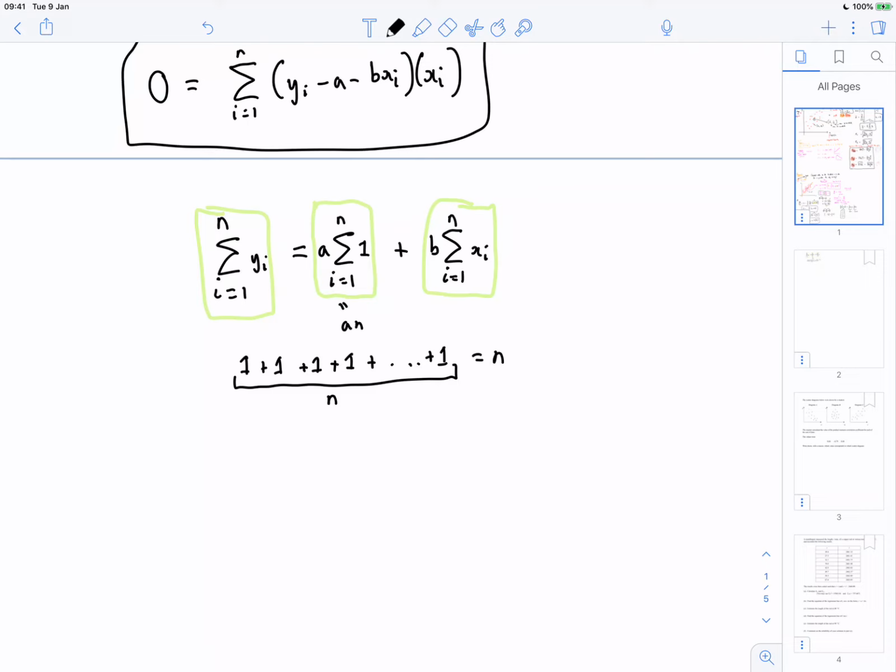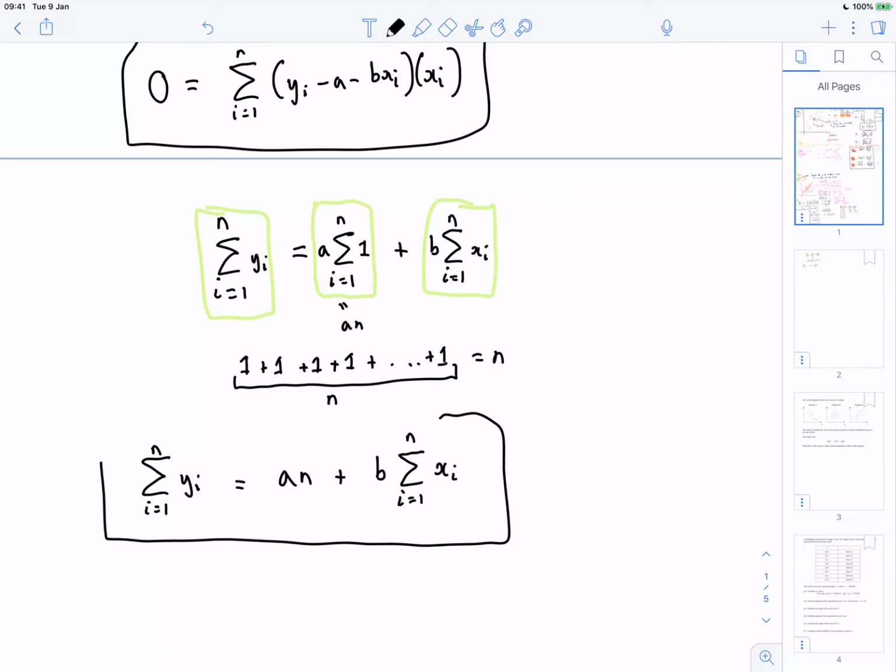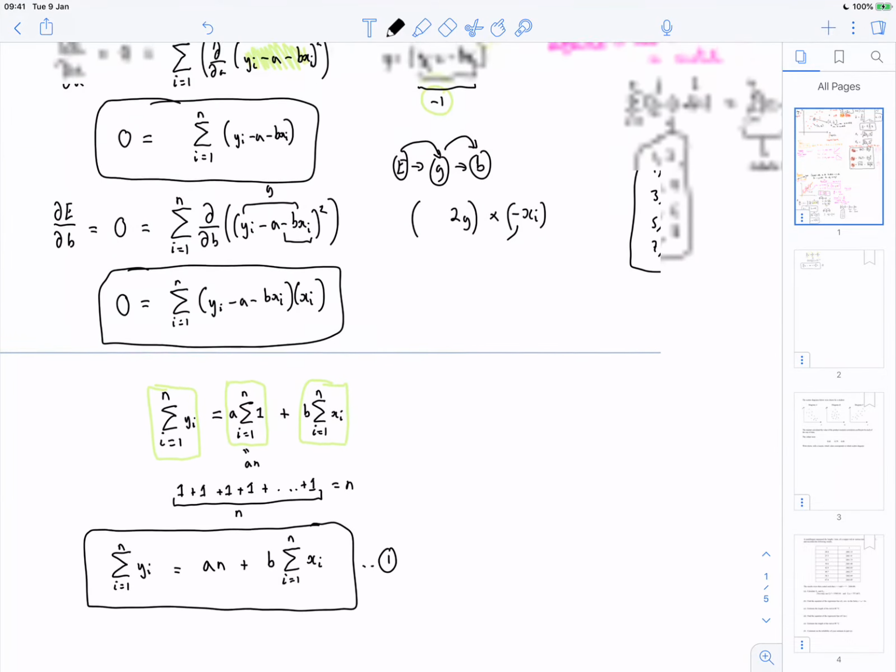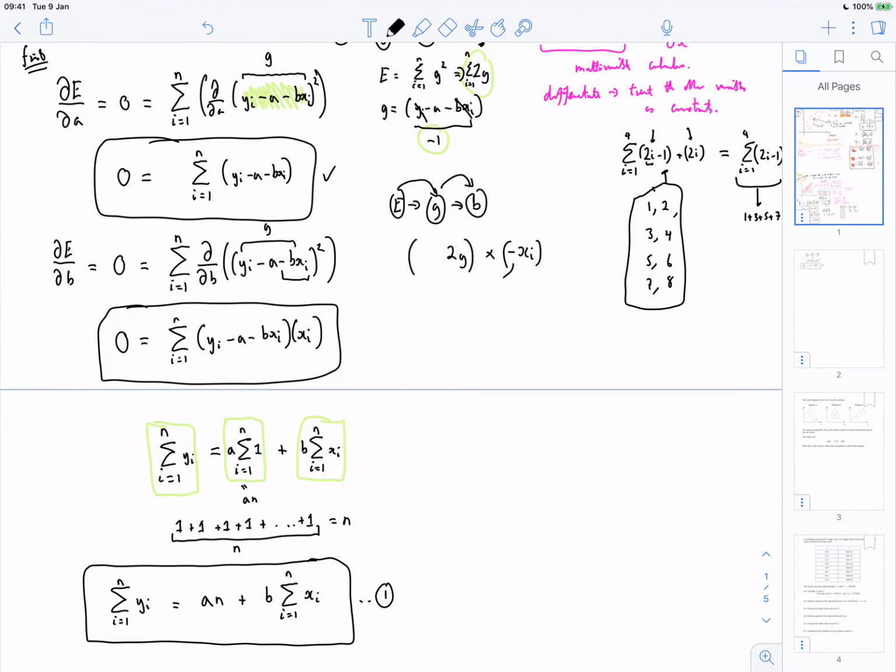So I've got the sum of yi, as i goes from 1 to n, equals a times n plus b lots of the sum from 1 to n of xi. This glorious thing I'm going to call equation 1, and that is one of our simultaneous equations that we're going to use. Right, so I've used this one. I'm now going to look at this one. Same deal.